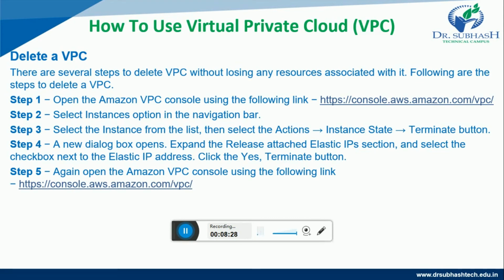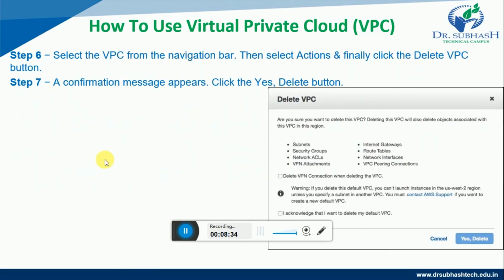In step 5, again open the Amazon VPC console using the following link. After completing step 5, you have to follow step 6. In step 6, select the VPC from the navigation bar and then select actions and finally click the delete VPC button. In step 7, a confirmation message appears and click the yes, delete button. Here you can see the dialog box. After successfully completing all these steps, we are supposed to receive this kind of dialog box, and you have to click on the delete button, so your VPC will be deleted.